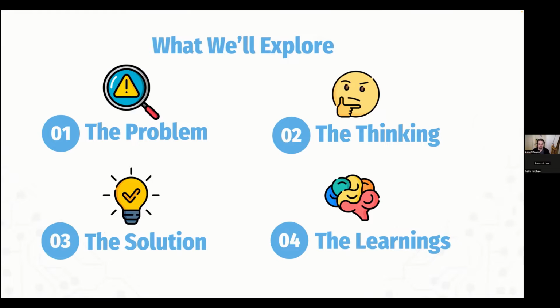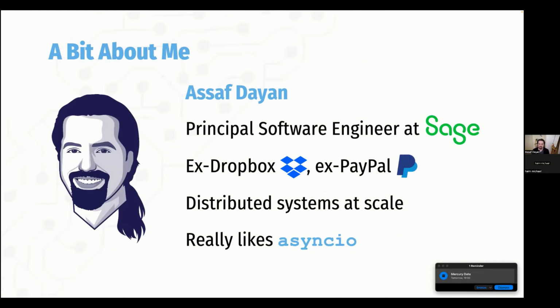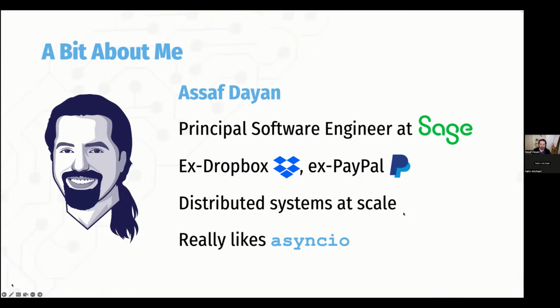But before we do, a bit about me. My name is Asaf. I'm a principal software engineer at Sage. I worked at Dropbox, PayPal. In the last several years, I've worked mainly around distributed systems at scale, designed some of them, wrote some. And for the reasons you'll see, I really like asyncio. That's about me. And now back to the story.